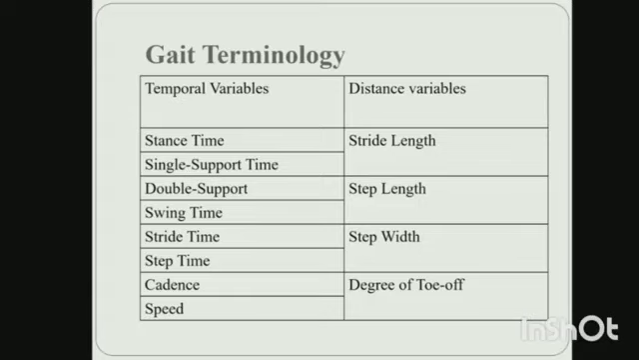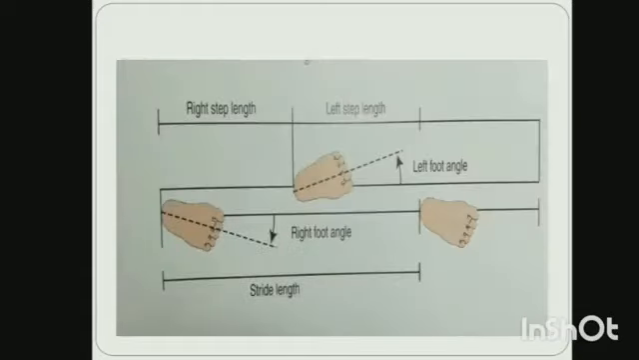Now it comes to the stride length. It is the linear distance from the heel strike of one lower limb to the next heel strike of the same limb. And what is step length? It is the linear distance from the heel strike of one lower limb to the next heel strike of the opposite lower limb. You can see in this picture what I am describing, so you can better understand the difference between step length and stride length.